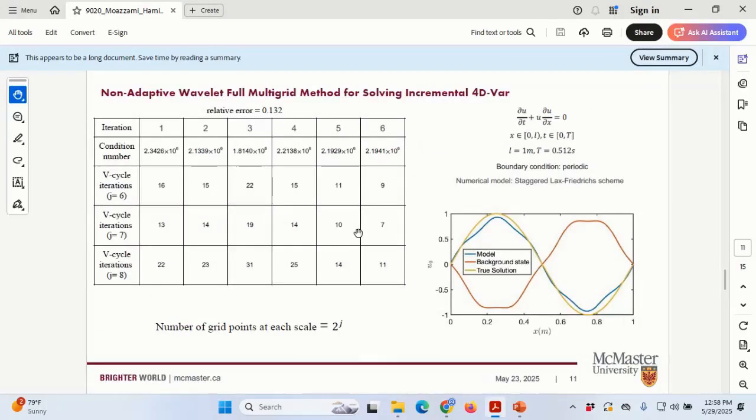And here is the non-adaptive wavelet full multigrid result for solving incremental 4D-Var. The problem is non-convex because we have a nonlinear PDE. You see a couple of iterations for the V-cycles in the inner loop, and the iterations in the first row are the number of outer loop iterations. Just 6 iterations was enough.